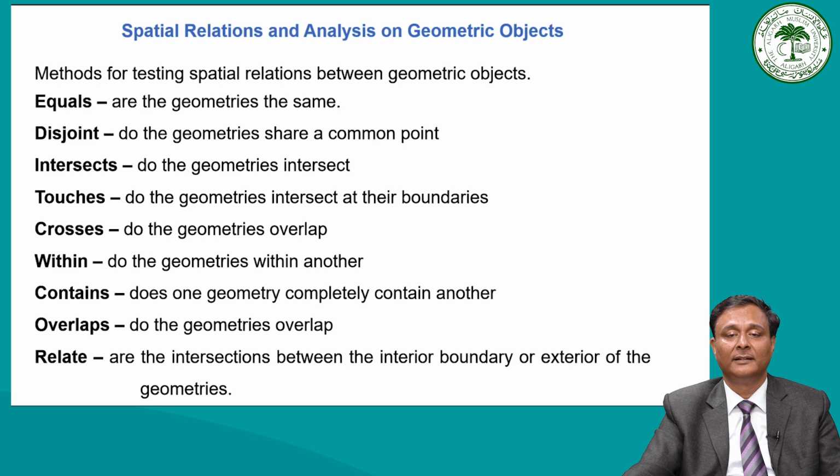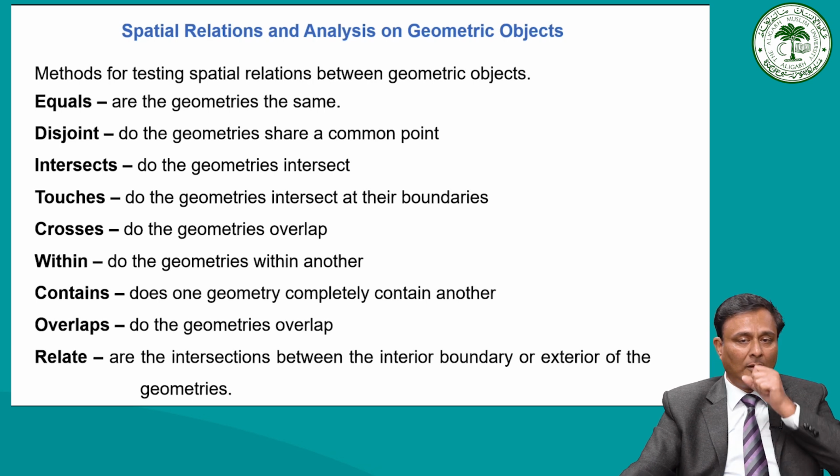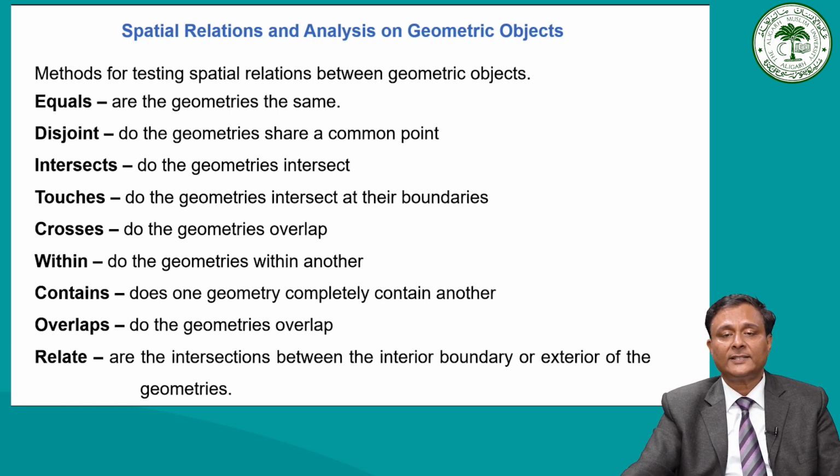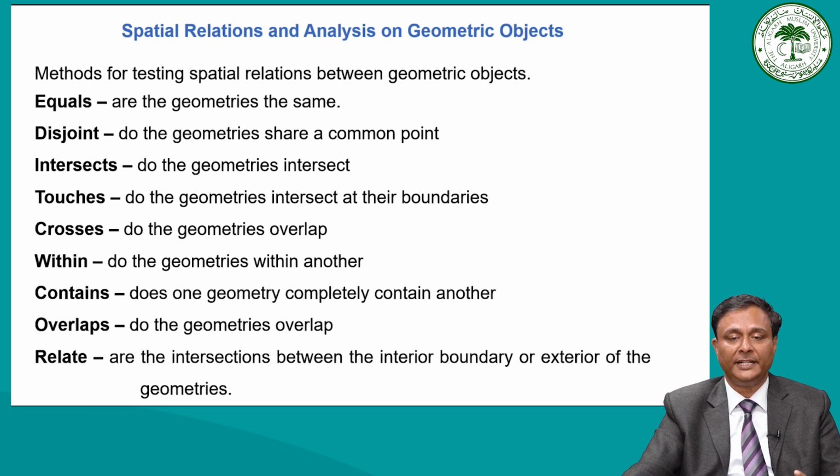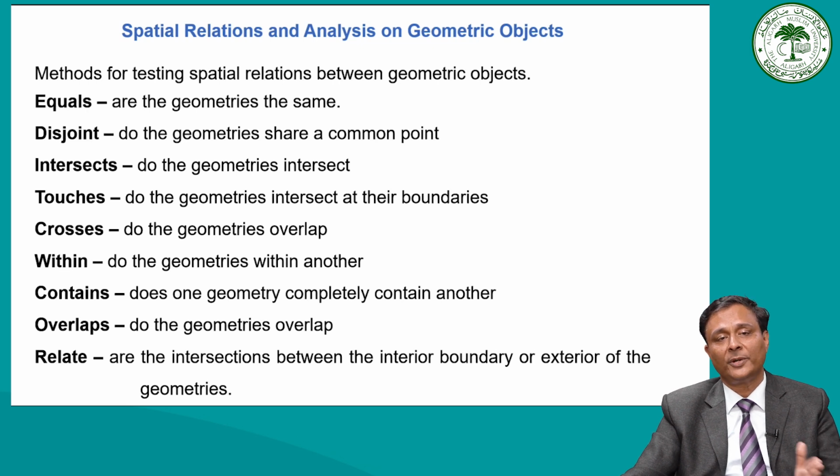Crosses, where the geometries overlap each other. Another can be within, when one geometry is within another. Contains, when one geometry completely contains another geometry. There can be overlaps, where the geometries overlap each other. Or relate, when the intersections between the interior, boundary or exterior of the geometries are considered. So these are some spatial relations and analysis on geometric objects that are very relevant for spatial information, representation of ground realities and spatial entities.